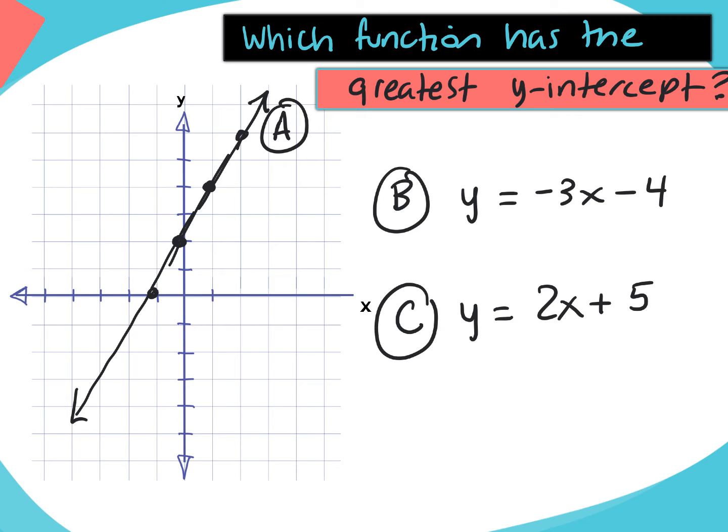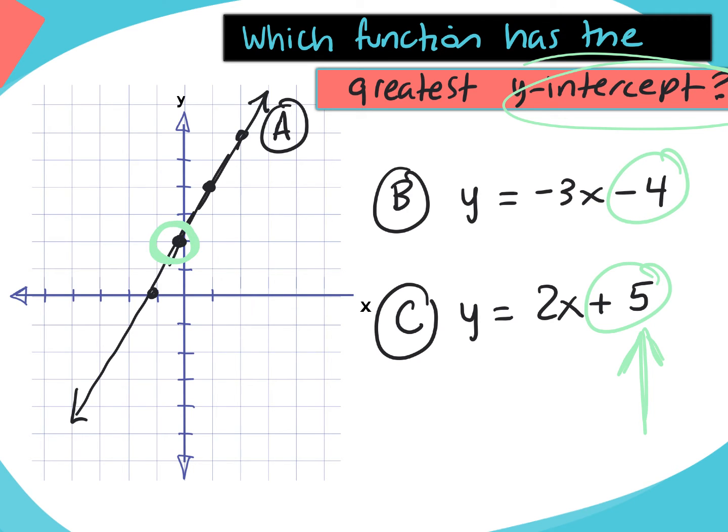It says which function has the greatest y-intercept. So first thing you want to identify is you are looking for your B value. So 5 and -4. And the y-intercept here you can see is 2. So which one is the greatest? In this case, we would say choice C is the greatest because 5 is the biggest of those 3 numbers. So you want to make sure you're noticing what they're looking for.